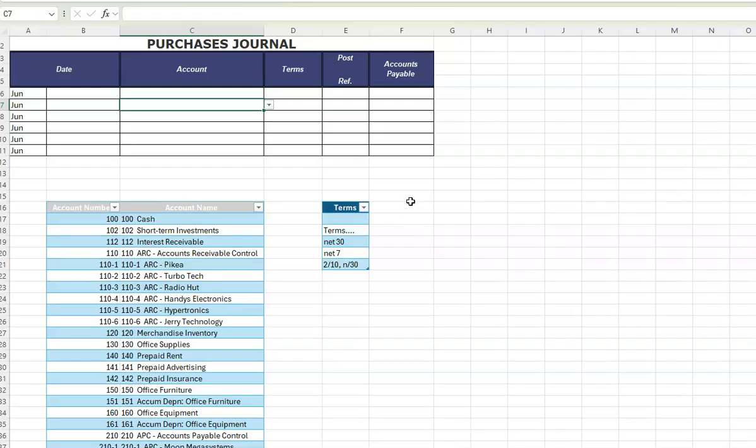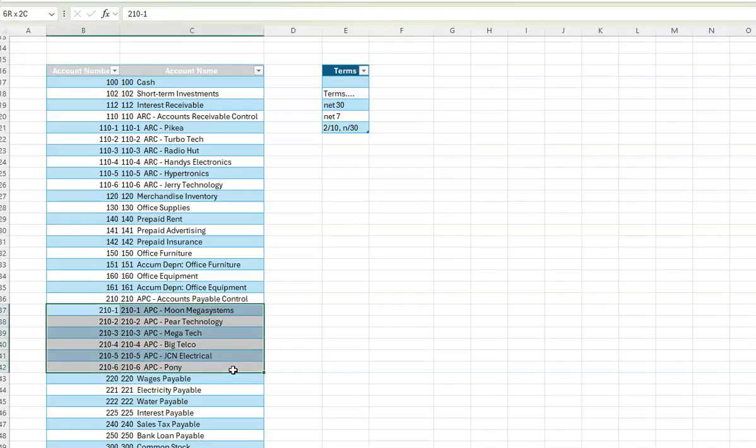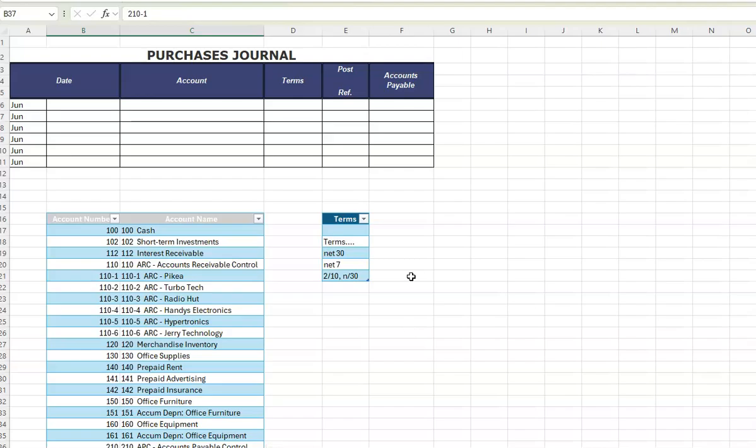And so when you use this journal for purchases of merchandise on account, it's going to debit inventory and credit accounts payable. Again, you will have to update the subsidiary ledgers for accounts payable when you enter it in the journal.